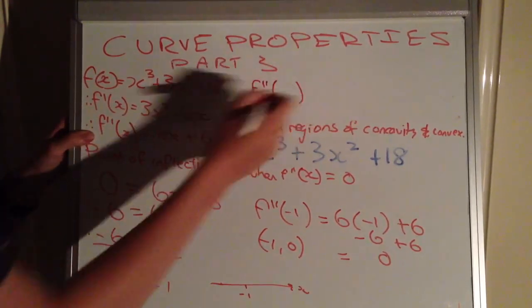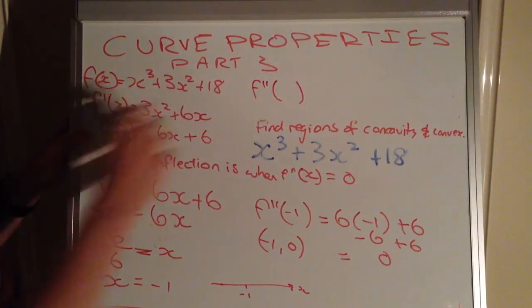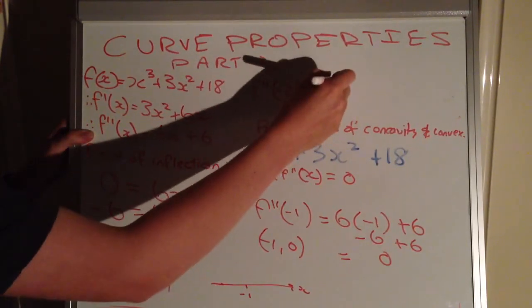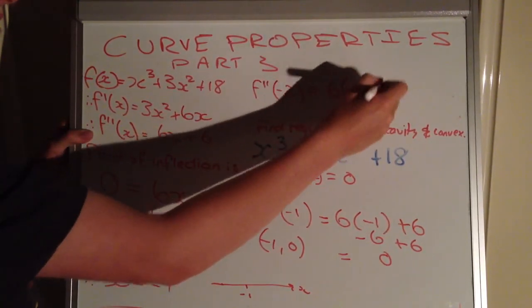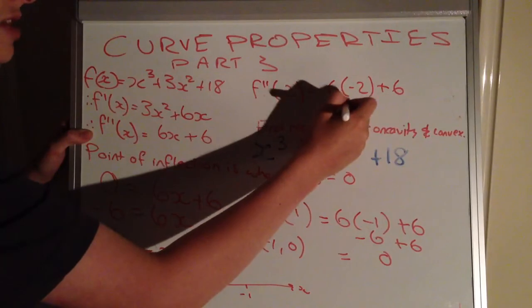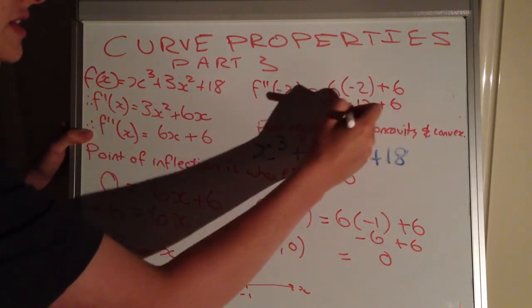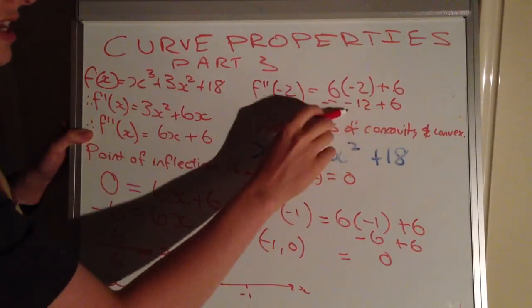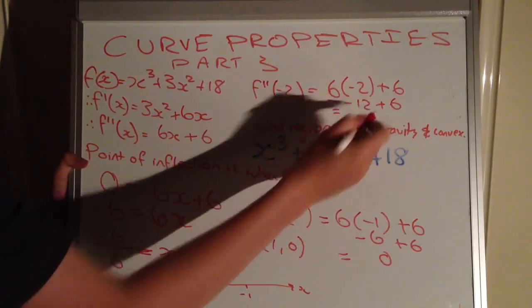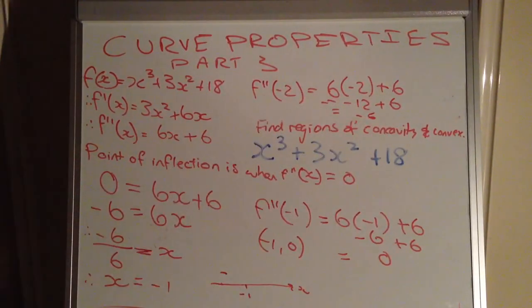So I'll find the f prime prime of -2. And that equals 6 lots of -2 plus 6, which equals -12 plus 6, which is going to make -6. So it's going to be negative on the left-hand side of our actual derivative there.